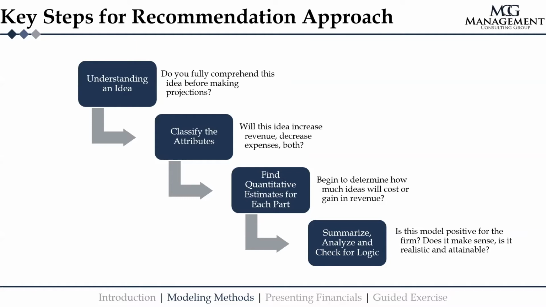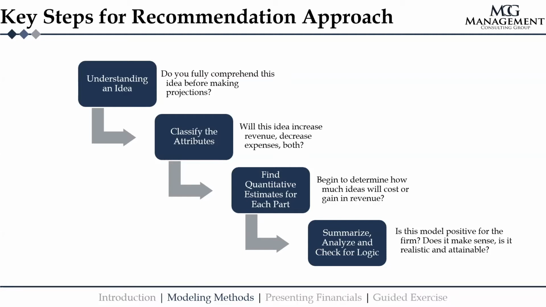Next, you want to classify the attributes. You want to think about your recommendation granularly and think about where the costs are coming from, whether you're creating an app, creating a new product, or improving customer service in some way. You want to look at how each attribute of that recommendation may be affected from a financial standpoint, and then come up with a quantitative estimate for each part. Once you understand those attributes, you're going to come up with an idea of how much it's going to cost, and then move forward and try to build a full financial projection of what the cost for that recommendation is going to be.